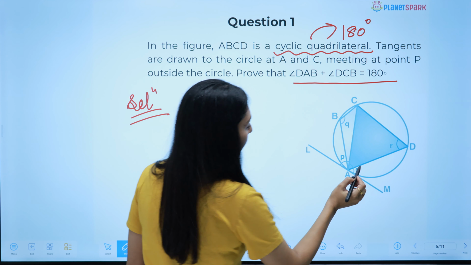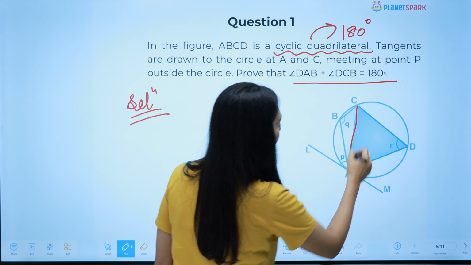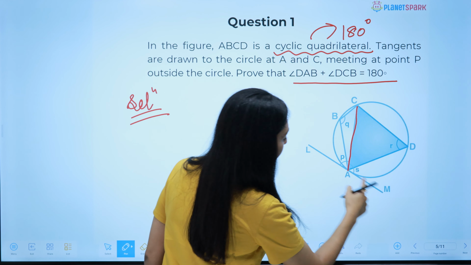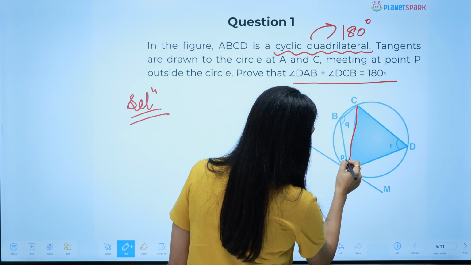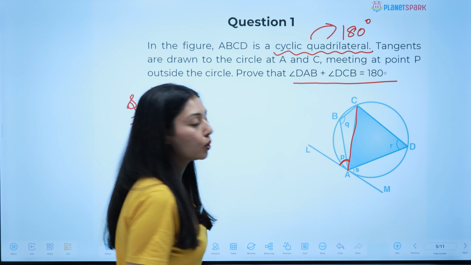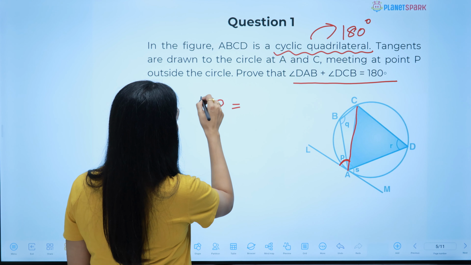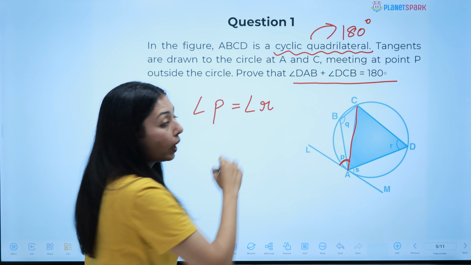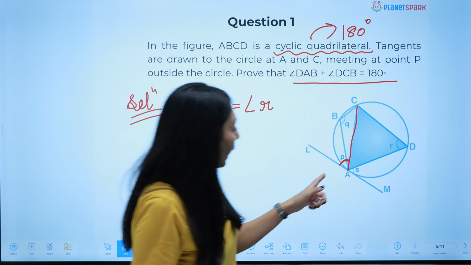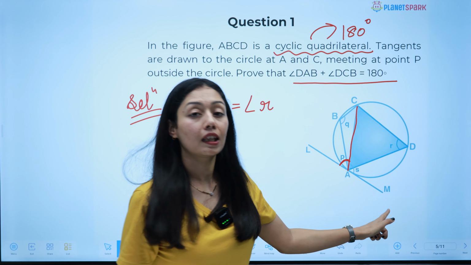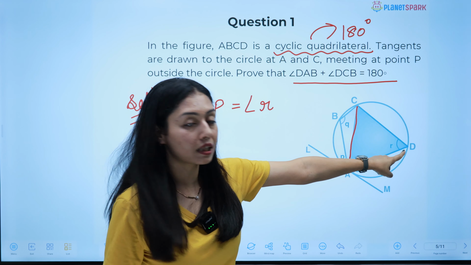So here what is happening? Yes everybody, if we look at this chord AC and the tangent LM, about these I am talking, right? So if I talk about this angle P, this will be equal to what? Angle R, right? P is equal to R. Why? Alternate segment theorem. Using that, angle between the chord and the tangent is equal to the angle subtended by the chord in the alternate segment.